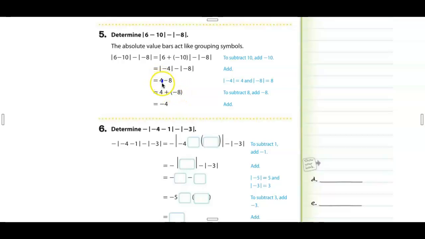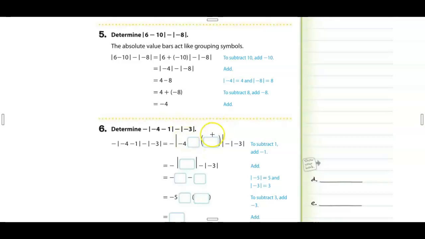So if we have 4 minus positive 8, we can change that to an addition problem, and you're going to add the opposite, and the opposite of positive 8 is negative 8. So positive 4 plus negative 8, we learned when we added integers that the absolute value of the negative is greater, so the answer is going to be negative, and 8 minus 4 is 4, so the answer is negative 4. So let's do this.